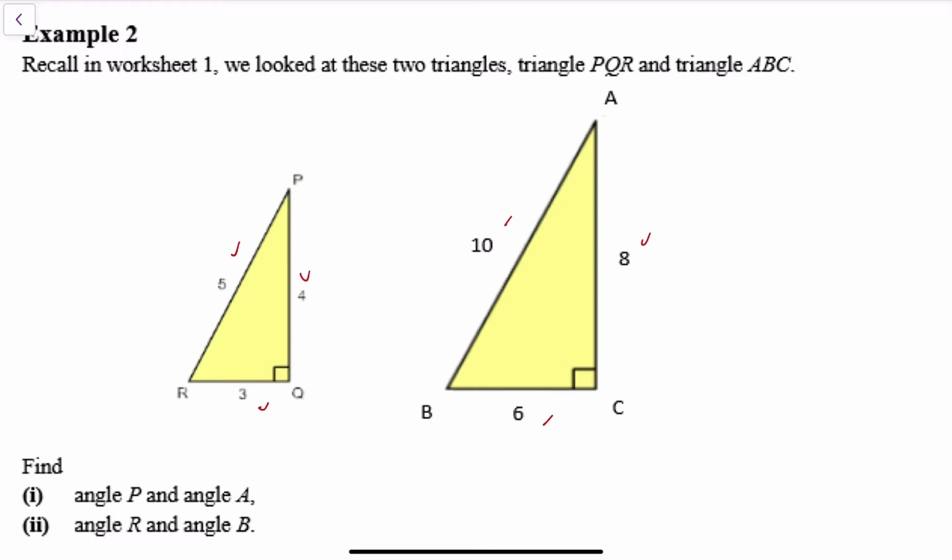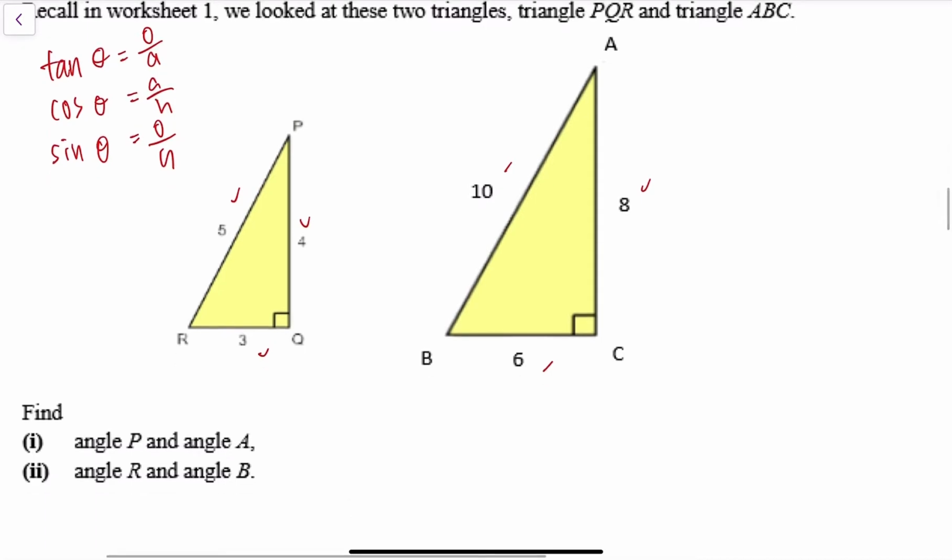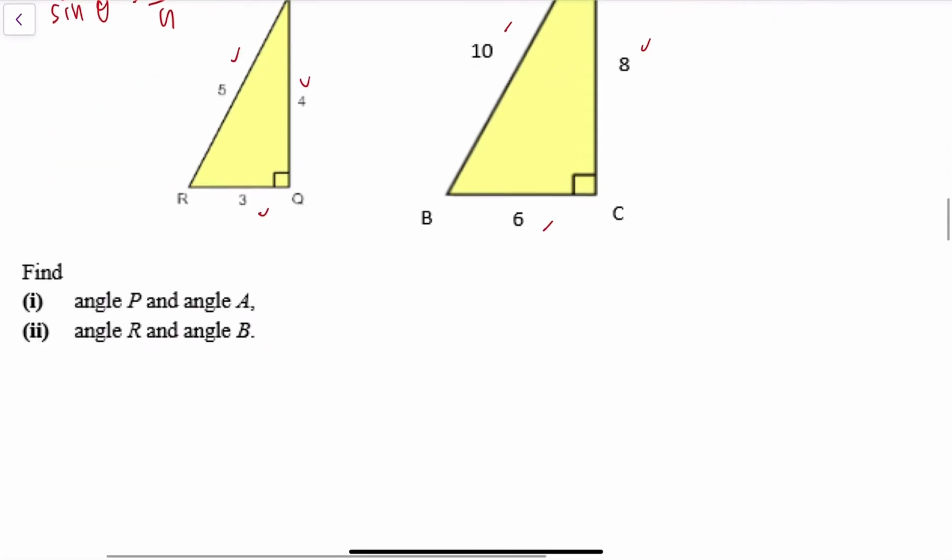When you are asked to find an angle, you should always recall the trigo ratios. Okay, these three, and then you need to make a decision on which one you should use. But since you're given everything here, you can basically choose anything you want and you will still get the correct answer, as long as you use the correct sides. Now let's look at the first one.